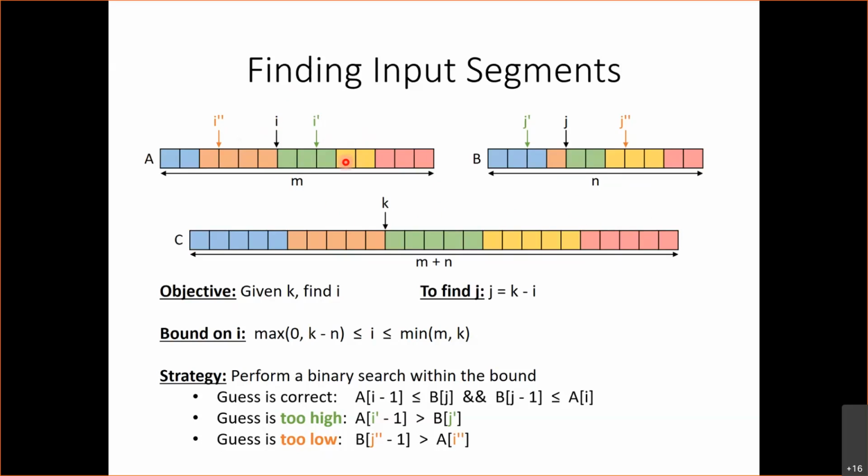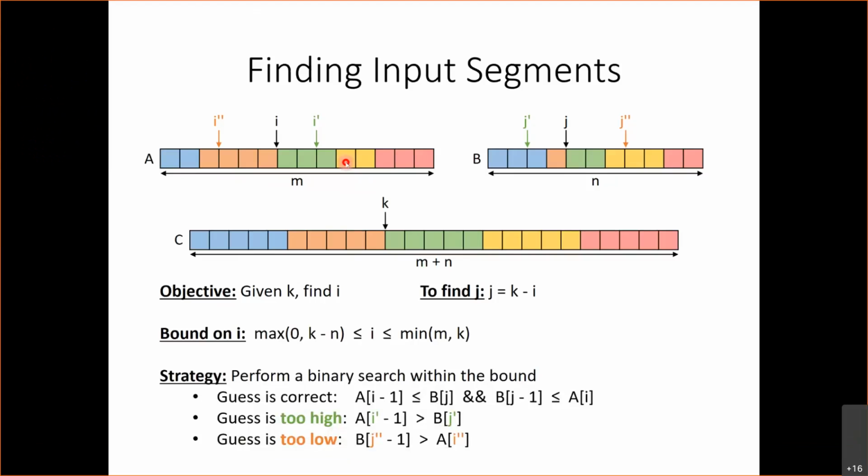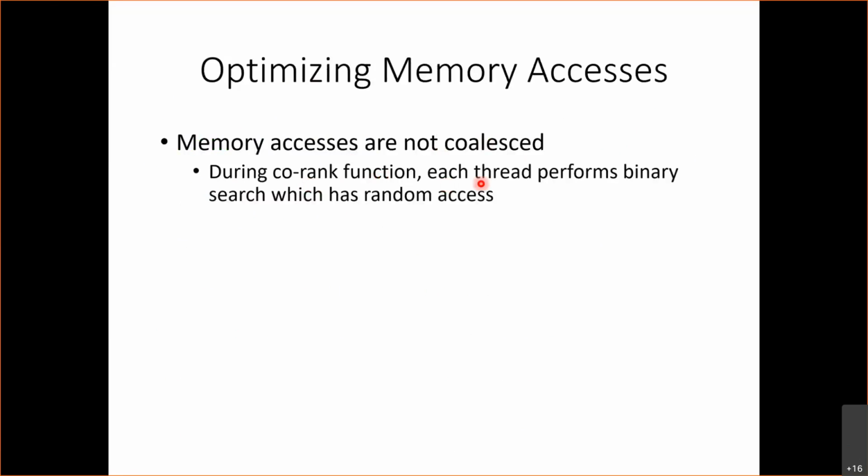So if I have uncoalesced accesses to global memory, one of the optimizations I can do is I can load the data to shared memory in a coalesced way, and then do all the uncoalesced accesses inside of shared memory. Okay, and this is what we can do. So here, one observation is that our memory accesses are not coalesced, because during the co-rank function, each thread performs a binary search which has random access. So binary search has random access, and then each thread is accessing a completely different location during that random access, so that makes things even worse.